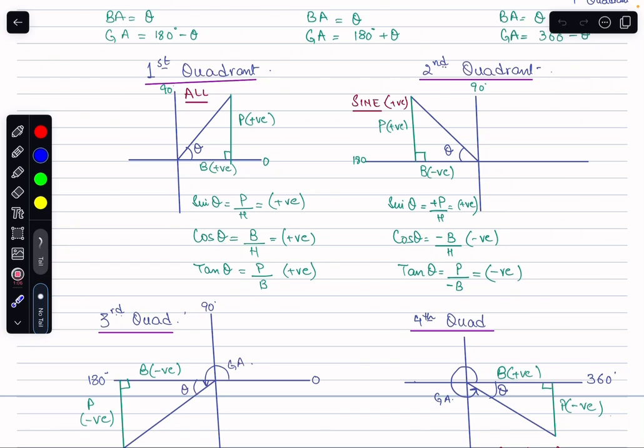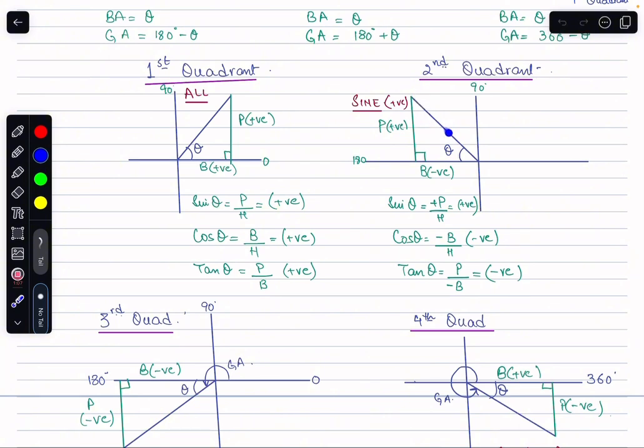Cosine theta, it's base over hypotenuse. Base is positive, therefore the cosine theta will be a positive ratio here. Tan theta, it's perpendicular over base. Both of them are positive, therefore tan theta here is going to be positive. So what we see here is that if our rotation is in the first quadrant, then all the three trigonometric ratio values are going to be positive. Therefore, in the first quadrant, all three trigonometric ratios are going to have positive values. Let's move to the second quadrant.